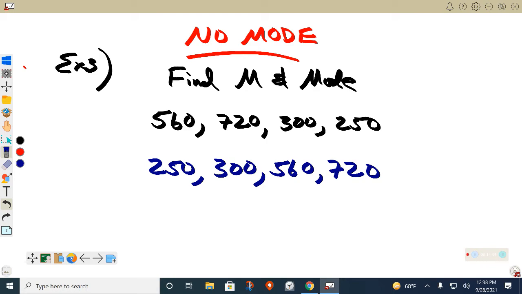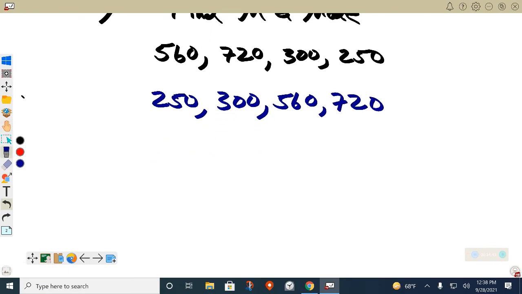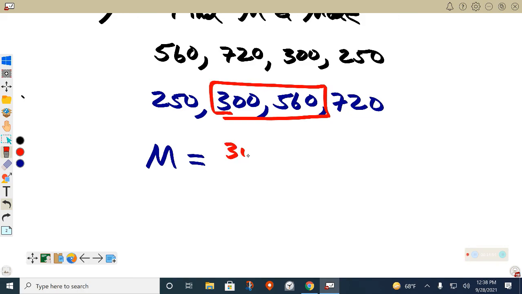All right, let's look for the exact middle number. Hernandez, is there one? No. Nope. So the median, capital M, is going to be the two middles added up and divided by 2. In other words, the mean of the two middle numbers. Here are the two middle numbers. So let me add those puppies up. 300 plus 560 is 860, divided by 2.